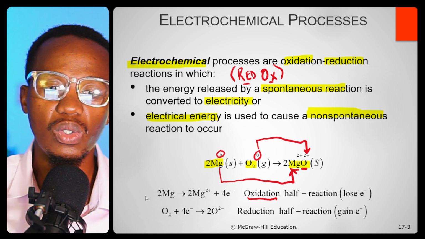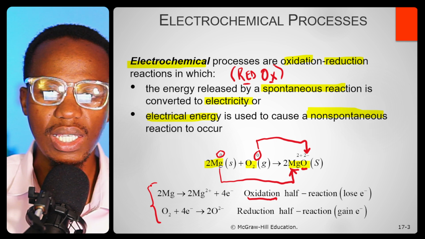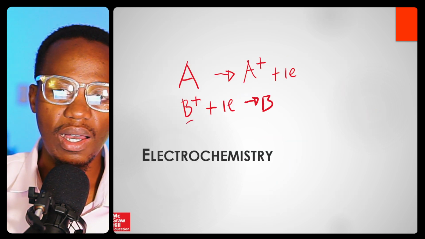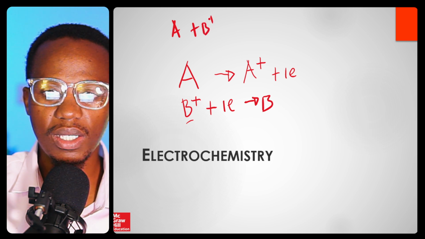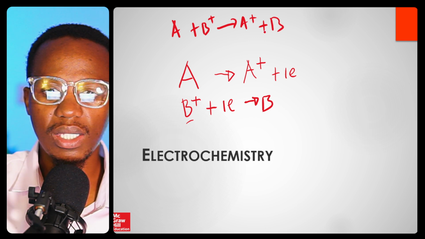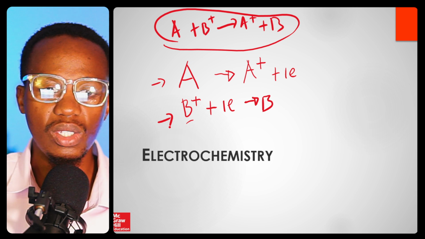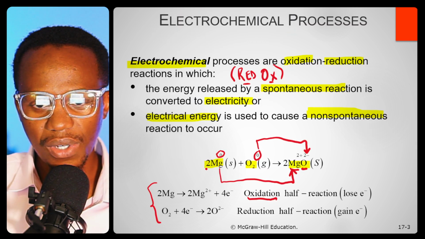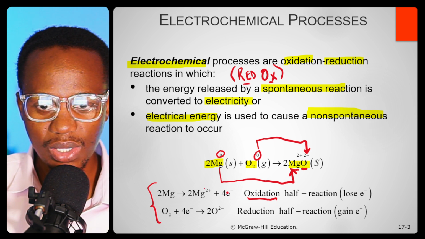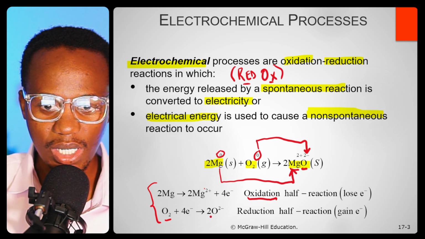So if I give you an oxidation-reduction reaction, what we're going to do is write down what we call half reactions. It's like if the whole reaction is A plus B becomes A plus B, and then you break down the whole reaction into half reactions. So the half reaction here is magnesium becomes magnesium 2 plus plus 2 electrons, and the other half reaction is O2 becomes O2 minus.